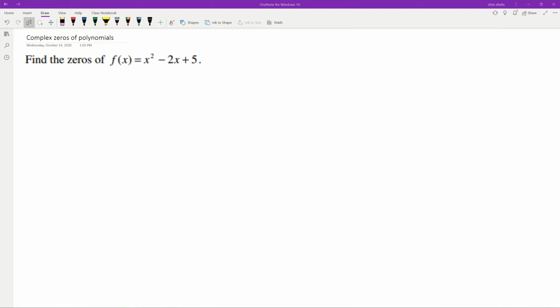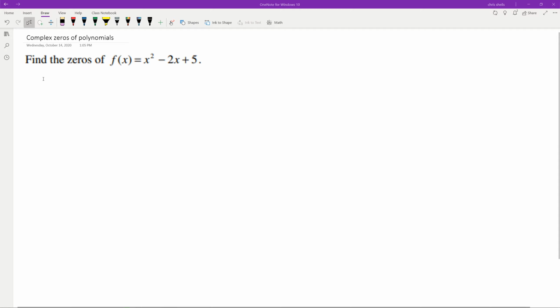Okay, so this is the second video for section 3.6. This is where we're going to talk about complex zeros of polynomials. Now here we have the problem. Find the zeros of f of x equals x squared minus 2x plus 5. This doesn't look factorable to me.